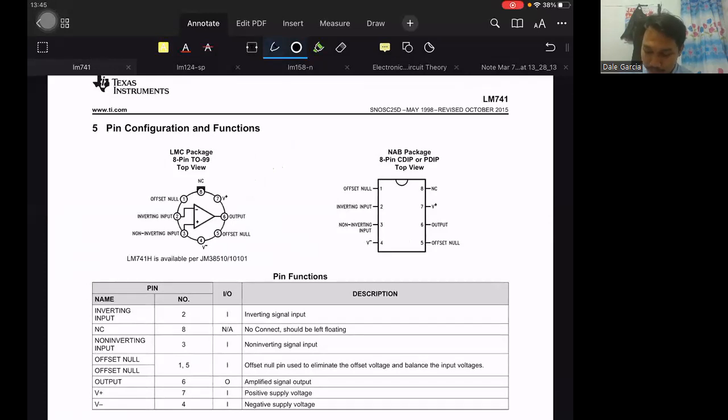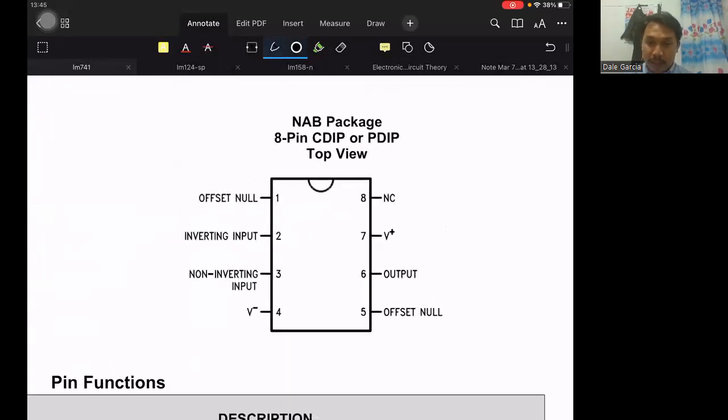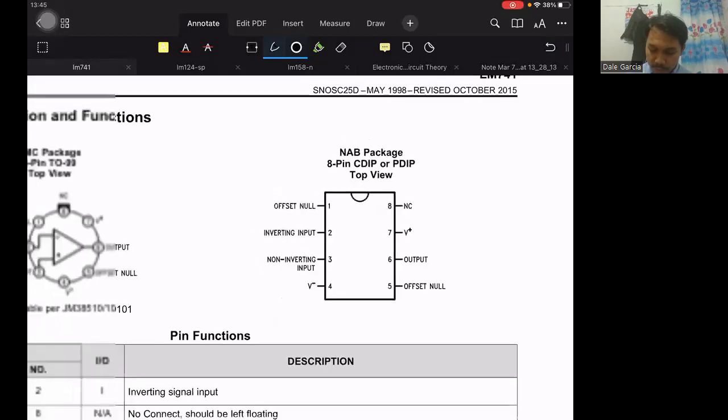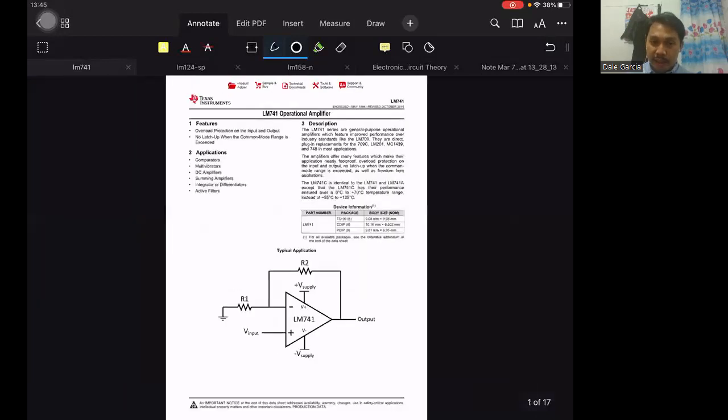So, I go back to the pin configuration. This is the pin configuration for the 741 operational amplifier. We start by looking at where its notch is. The pin to the left of it is pin number 1, then counterclockwise up to pin 8, since it is an 8-pin package. This is what we mount on our breadboard or printed circuit boards. So, this is for the 741 general purpose operational amplifier.